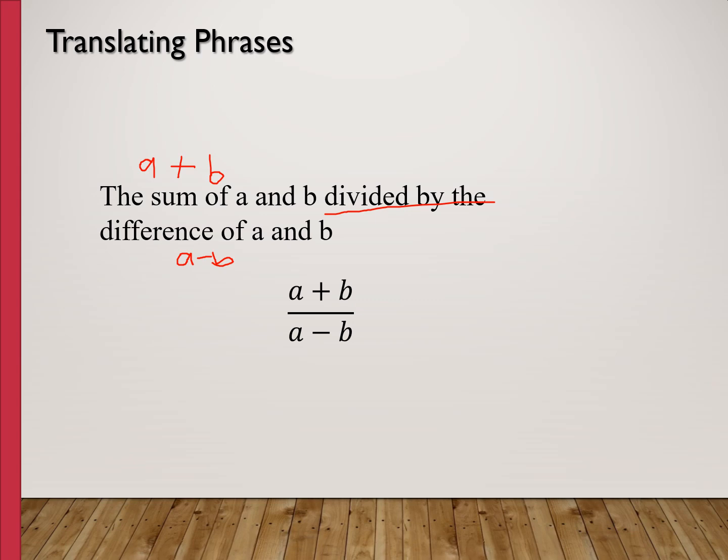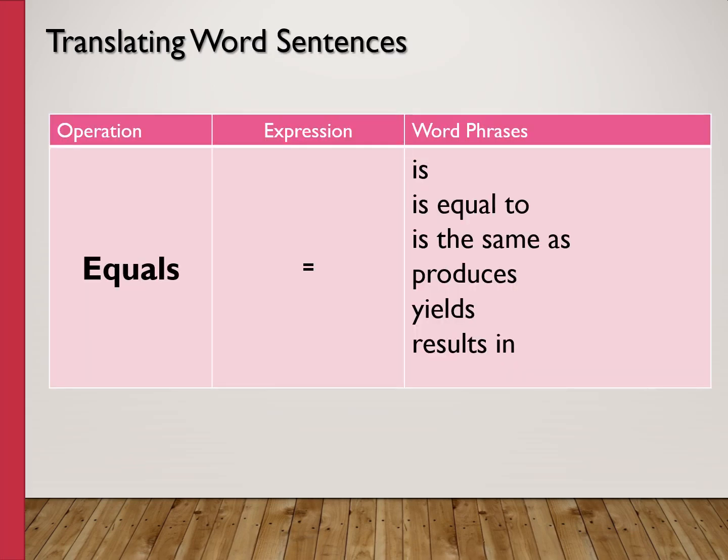Okay po. So next, we have equals. When it comes to translating word sentences, equal is very important as well. The word phrases that we use are: is equal to, is the same as, produces, yields, results in. So tandaan lang po ninyo itong mga word phrases na to.